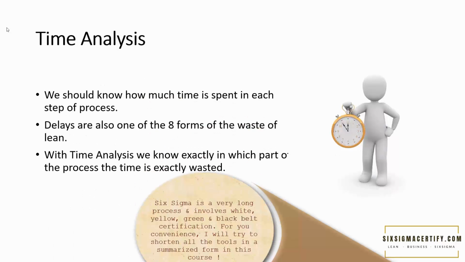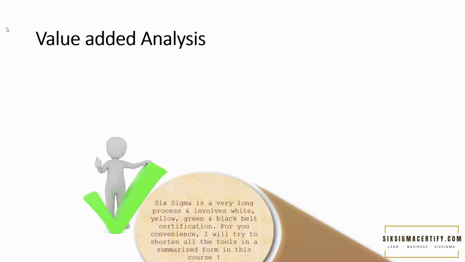Similarly, time analysis is also done in this first phase or first step of the analyze phase. With the time analysis, we should know how much time is spent in each process. We should study the delays particularly, because delays are also one of the 8 forms of waste of lean. So delays are the result of the waste of time. And with the time analysis, we know exactly in which part of the process the time is wasted. So that process is non-value adding, because it is not adding value to the process, but simply there is waste of time.